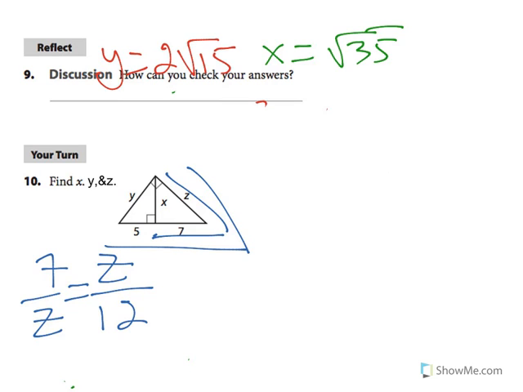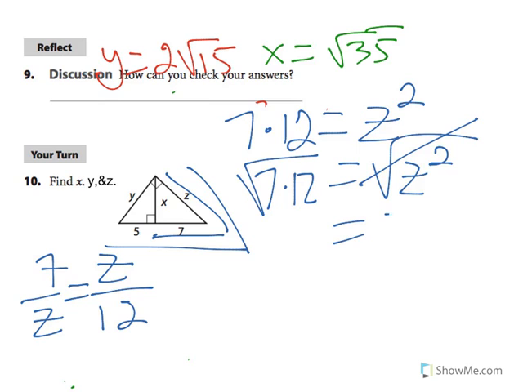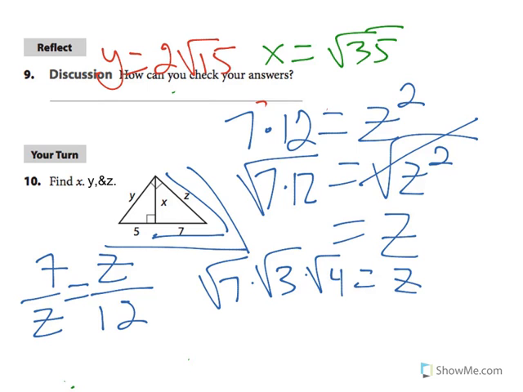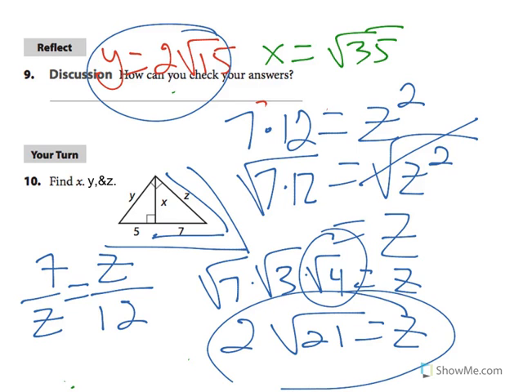So then this gives us 7 times 12 equal to z squared. Take the square root. So this is square root of 7 times square root of 3 times square root of 4 equal to z. Square root of 4 can be reduced to give us 2. 2 square root of 21 equal to z. So we have the answer for z, y, and x.